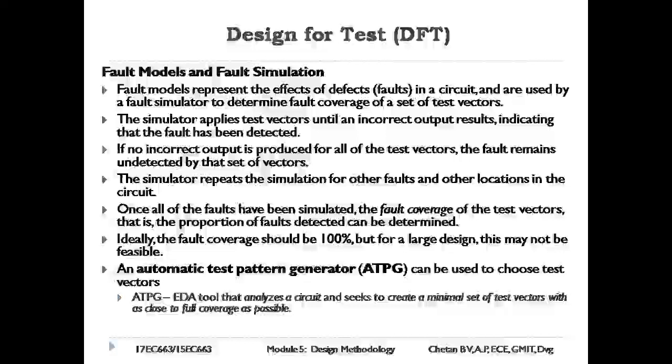Once all of the faults have been simulated, the fault coverage of the test vectors, that is, the proportion of faults detected, can be determined. Ideally, the fault coverage should be 100%, but for a large design, this may not be feasible. An automatic test pattern generator (ATPG) can be used to choose test vectors. ATPG is an EDA tool that analyzes a circuit and seeks to create a minimal set of test vectors with as close to full coverage as possible.